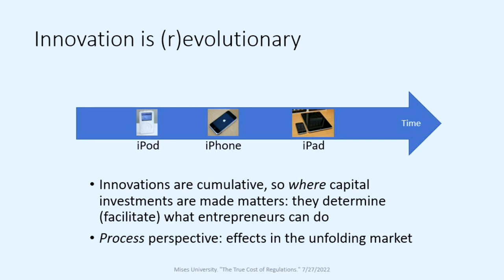The iPhone and the experiences from producing the iPhone made the iPad possible. And of course, so on and so forth, right? Because there are more generations. And it's an evolutionary process in retrospect, with revolutionary, with an R, innovations that cause the process, right? So this has an effect too on how we study regulations, right? Because if we ban a certain action at some point, we're not going to get this process. We're not going to get this cumulative process. It's going to end, right? Okay? So the unfolding of the market, the whole production structure is going to change.